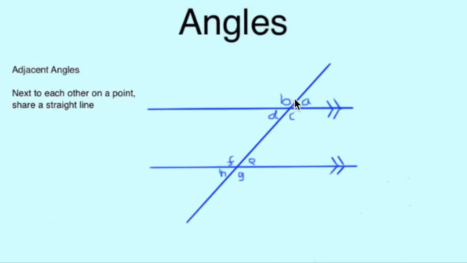Adjacent angles are angles that are next to one another or share a side. Because they share a straight line together, we know that the sum of the two adjacent angles is always going to add up to 180 degrees.